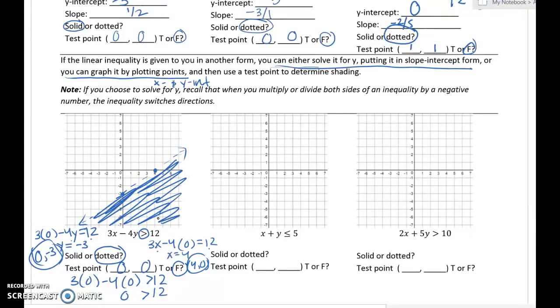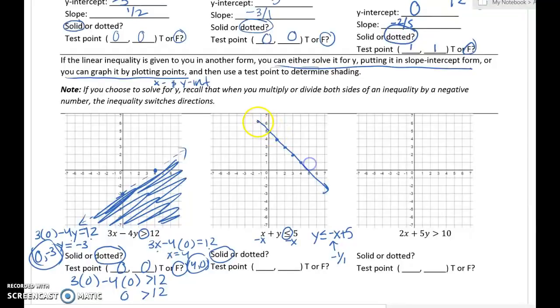For the next example, I think you could choose either way. You could do x and y intercepts again. I'm just going to solve it for y because it's simple enough to do. If we subtract x on both sides, we'll end up with y is less than or equal to negative x plus 5. So then our y-intercept is 5. We can plot that. Our slope is negative 1 over 1. So we can go down 1 over 1, down 1 over 1, as many or as few points as you want. Connect it. Since it's included, less than or equal to, it is solid.